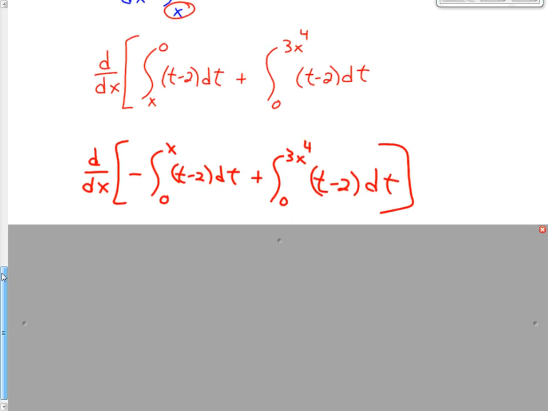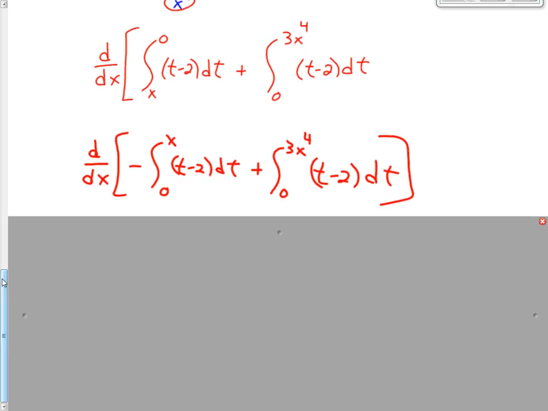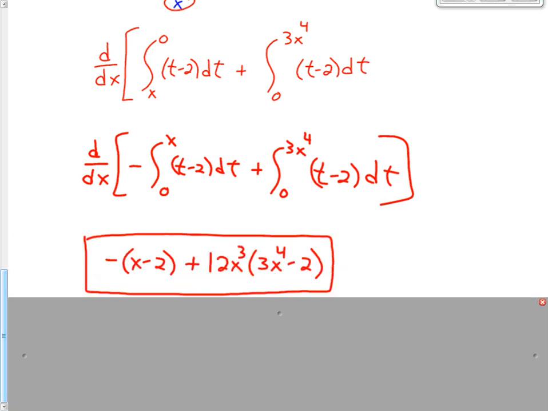And now I can apply the fundamental theorem of calculus. And for the first one, I'm going to get a negative x minus 2. For the second one, I'm going to get 3x to the 4th minus 2. But then with that chain rule, I'm going to have to multiply that by the derivative of 3x to the 4th, which is 12x cubed.